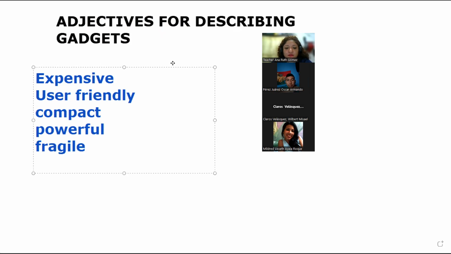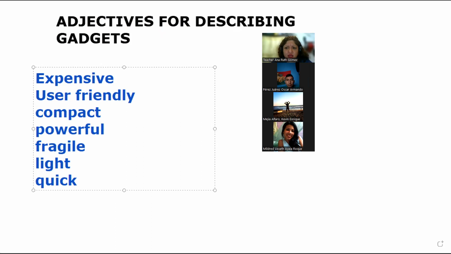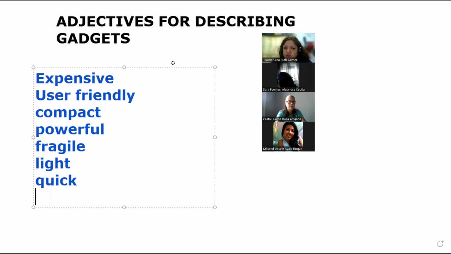Fragile. Yes. Light. Weak. Light. Wait. You said quick? Teacher, light. L, spelling L-I-T-E. No. This one, no. No. That's how it appeared in the video. This one, light. Yes, sorry. The first one, too. Pay attention to this one. This one or this one?